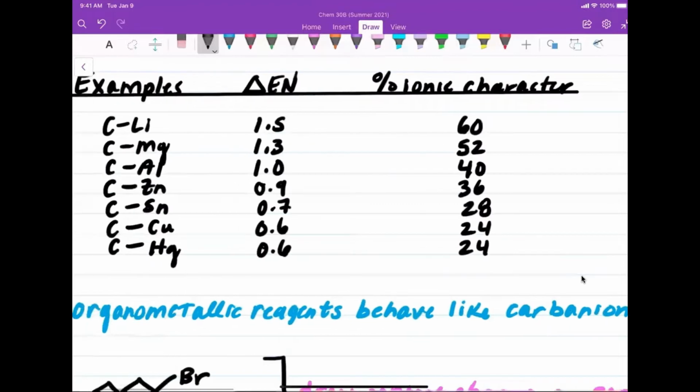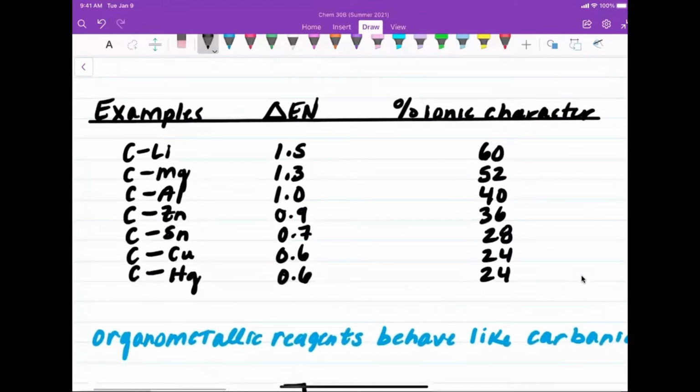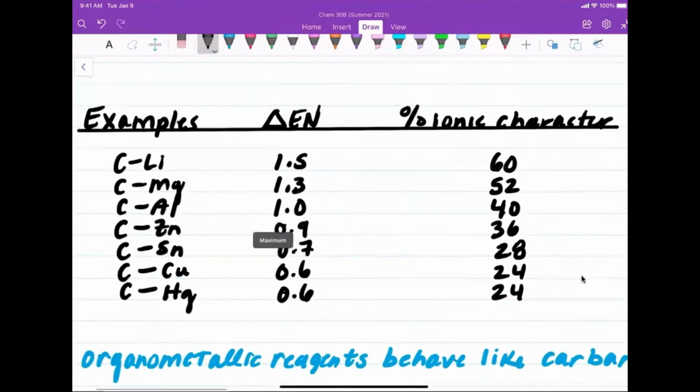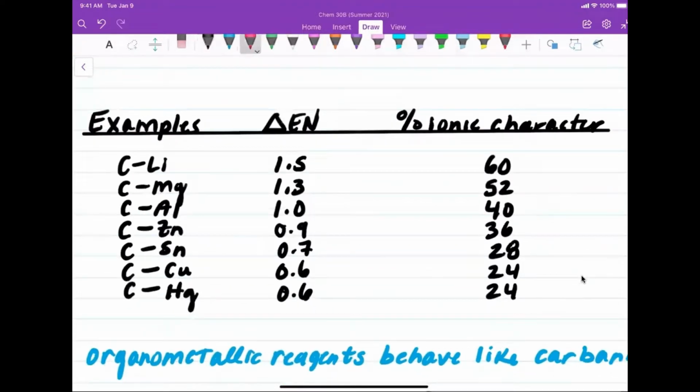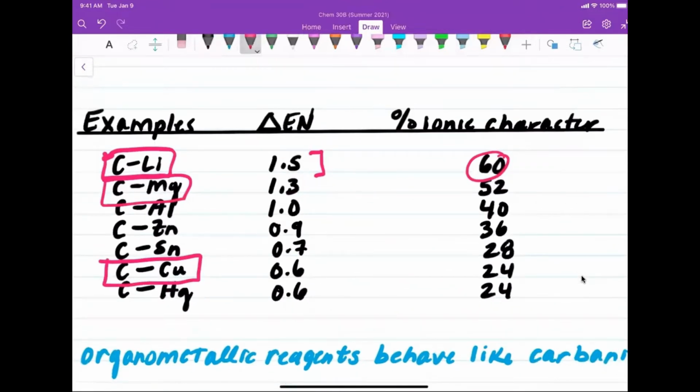So the way we can assess the percent ionic character is to look at the electronegativity difference between carbon and these different metals. The carbon-lithium bond has an electronegativity difference of 1.5. That's 60% ionic character, and this is by far our most reactive organometallic out of the ones that you're seeing down here. The ones that we're going to use in this class are going to be these three. All of these can form, and this is not even an exhaustive list. There's tons of other organometallics you can form as well. The three we'll go over in 30B are these three right here.